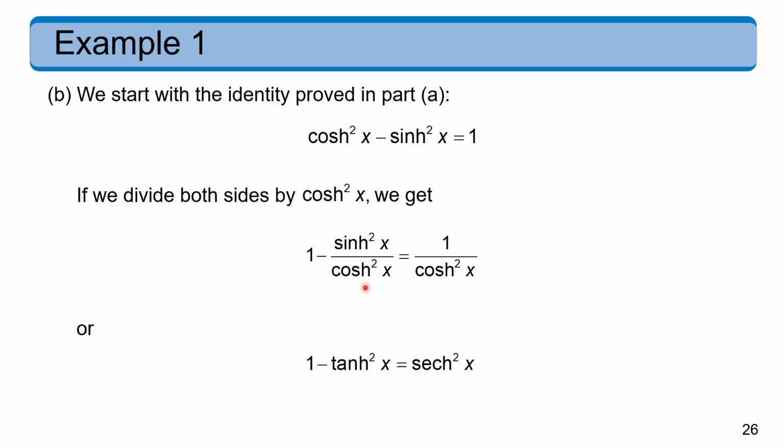Now we just use an identity, right? If you remove the square, if you just look at hyperbolic sine over hyperbolic cosine, that's the definition of hyperbolic tangent. And then the square has been pulled to the outside, so that means it's also squared. And over here, if you pull the square outside the fraction, this is 1 over hyperbolic cosine. Well, that's the definition of hyperbolic secant. And then the square is still there because it was pulled out to the outside. And then we've established this identity.